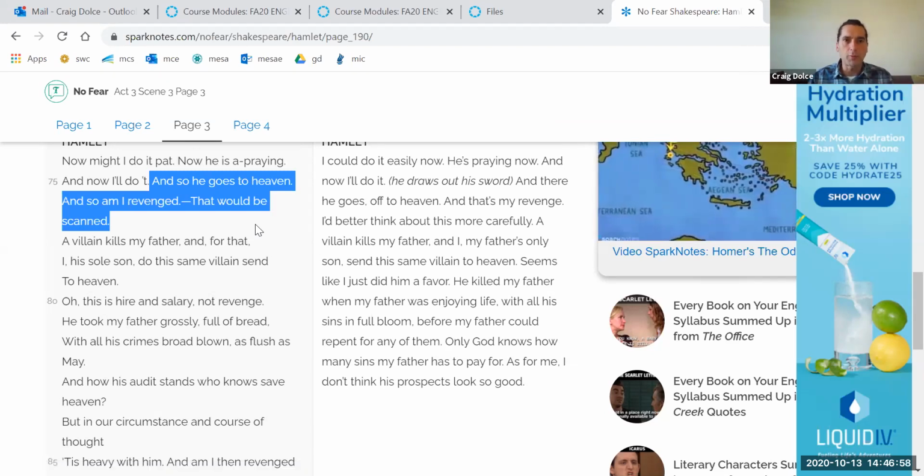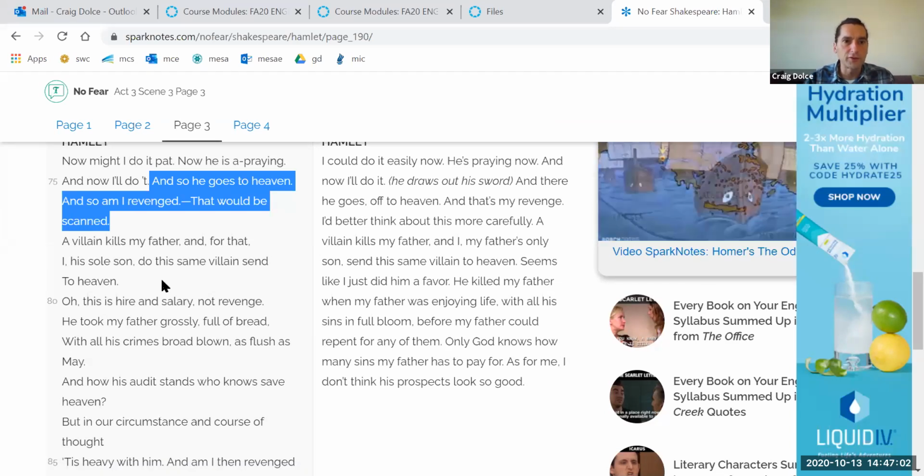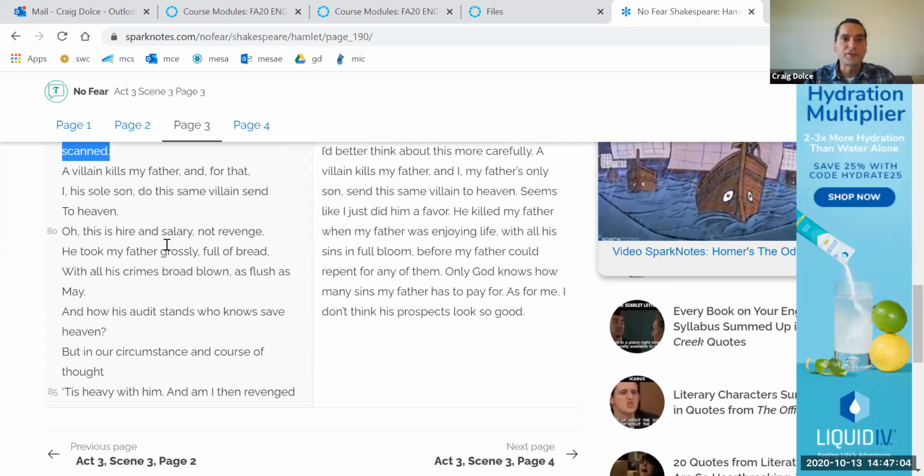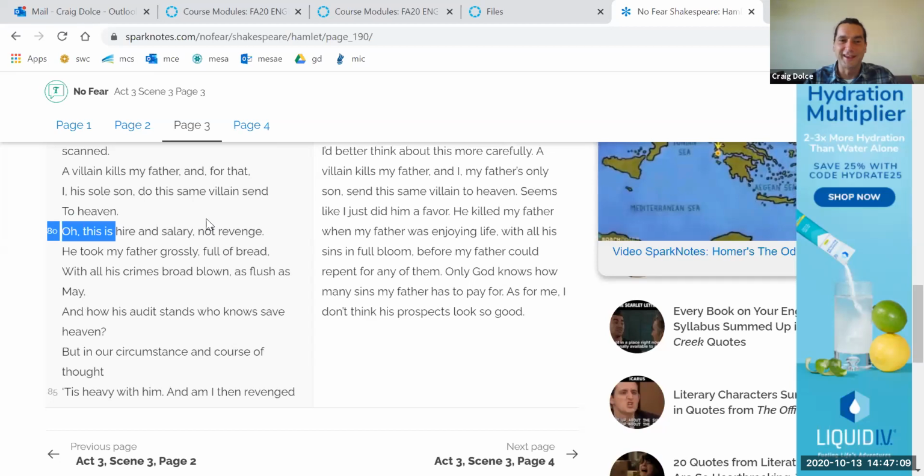And would this be a capital punishment case? "A villain kills my father, and for that I, his sole son, do this same villain send to heaven? Oh, this is hire and salary, not revenge." I'm giving him a promotion, is what he's saying.